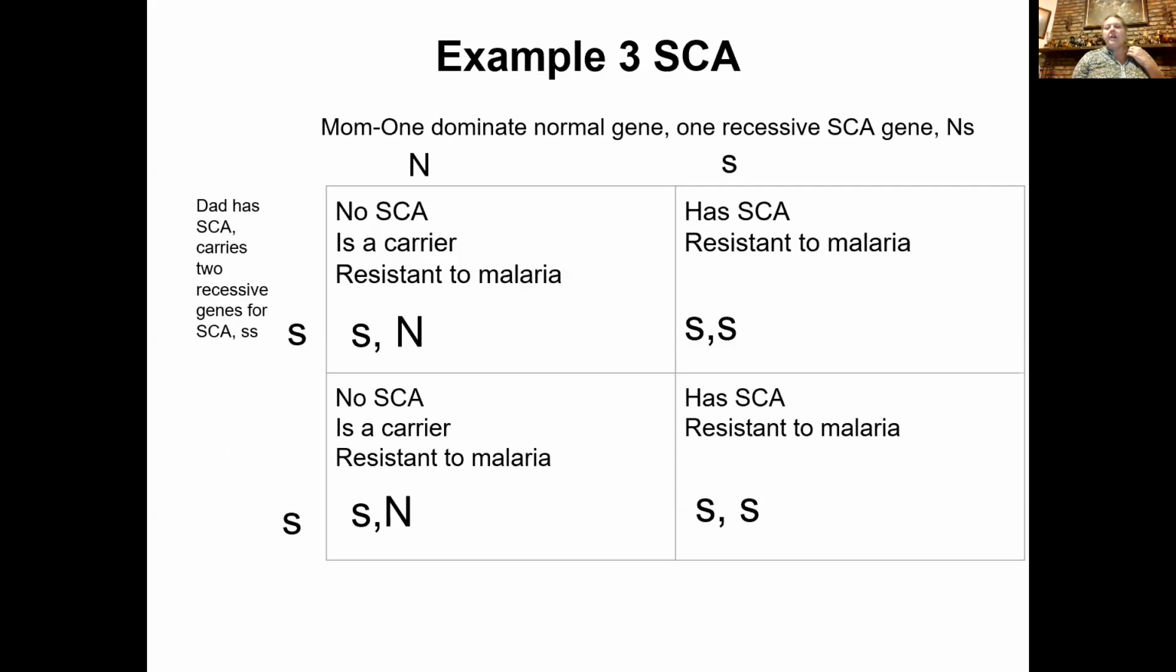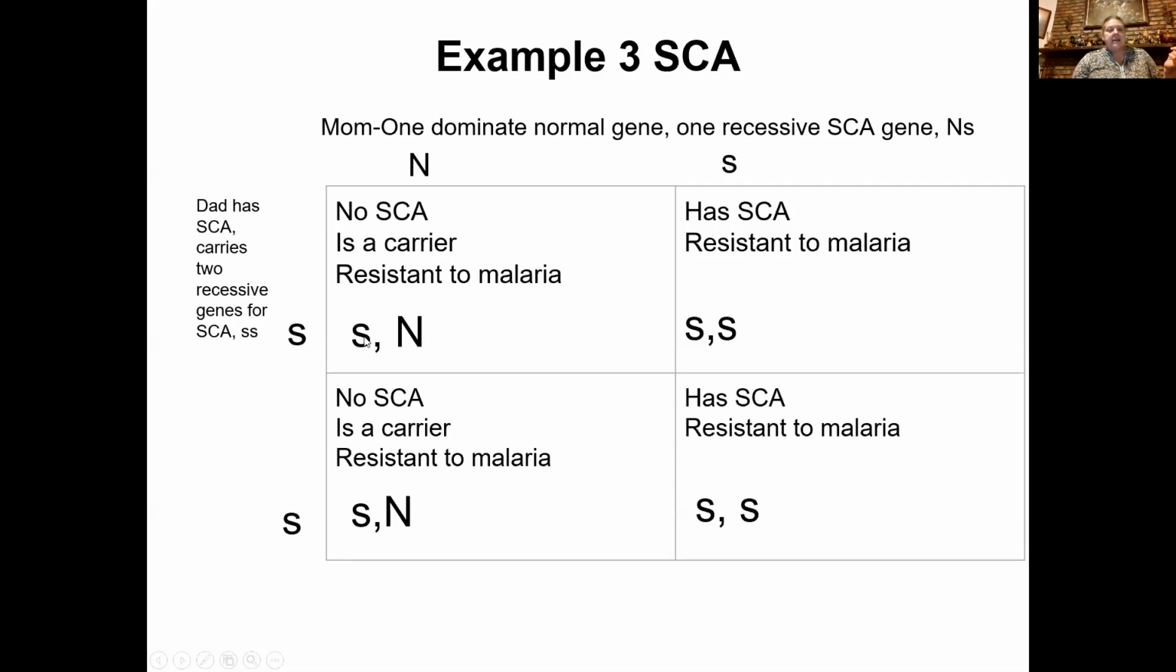All right, so here's our third example. Our third example for sickle cell anemia is that mom has one dominant normal gene and one recessive gene, and dad has sickle cell anemia. So he has two recessive genes that both carry the sickle cell gene. These are both the recessive genes for sickle cell, and he carries them. He has the disease, so that's all he can pass on.